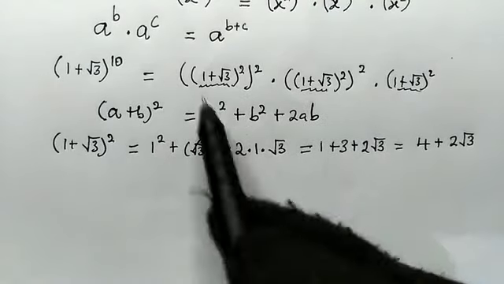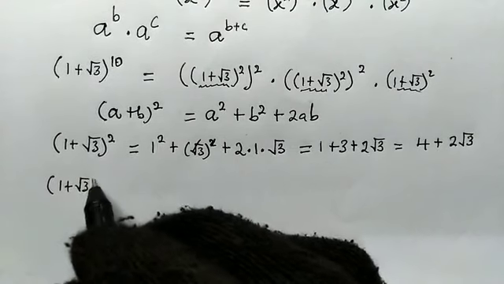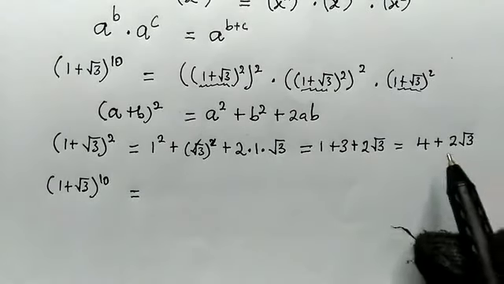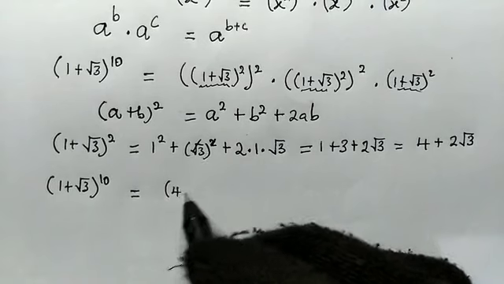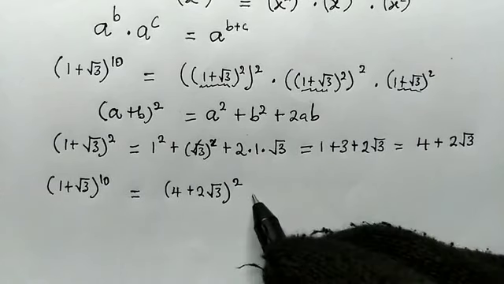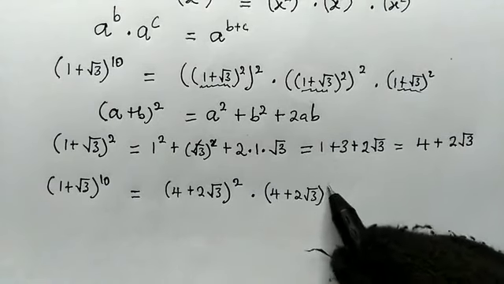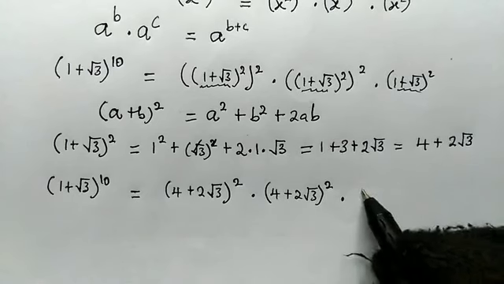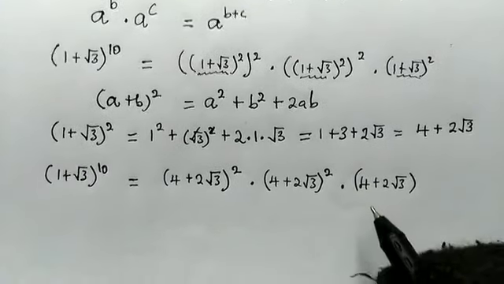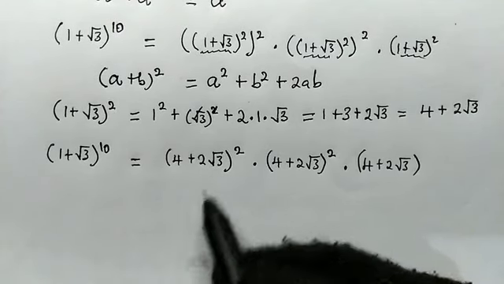Let us rewrite our new expression now. Therefore, 1 plus root of 3 raised to the power of 10 will be equal to, remember the square of this is already 4 plus 2 root 3. So we have 4 plus 2 root 3 squared, multiplied by 4 plus 2 root 3 squared, then multiplied by just 4 plus 2 root 3 from here. Okay, now in our next step, let us find the square of 4 plus 2 root 3.